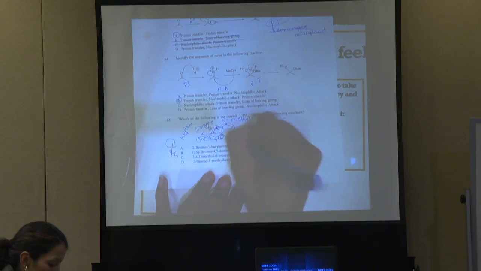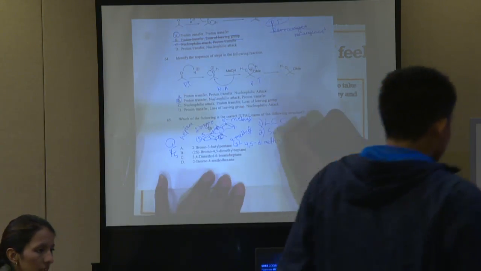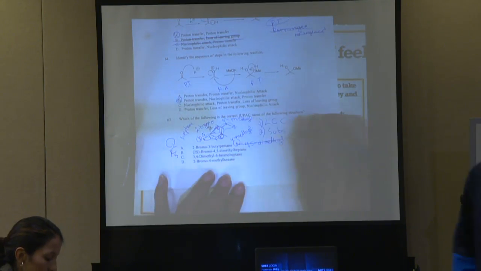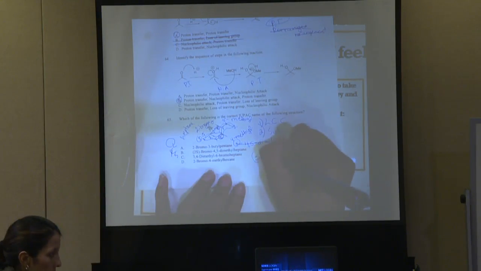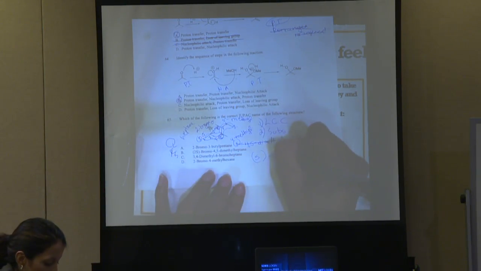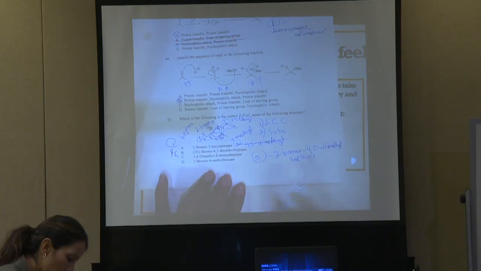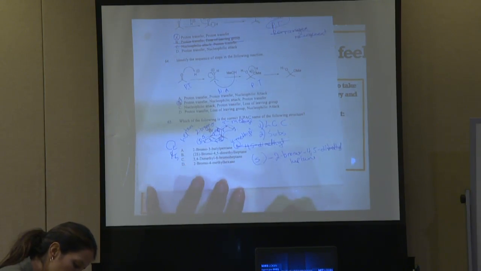So we have S, 4,5-dimethyl. What else? So S, what is it? 2-bromo, 4,5-dimethylheptane. So that gives us what? S, right? Cool.